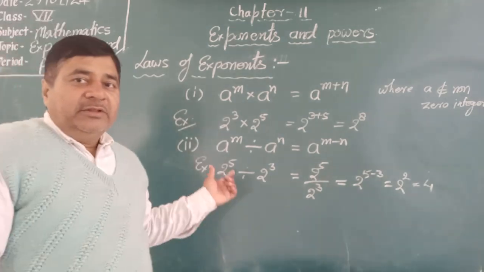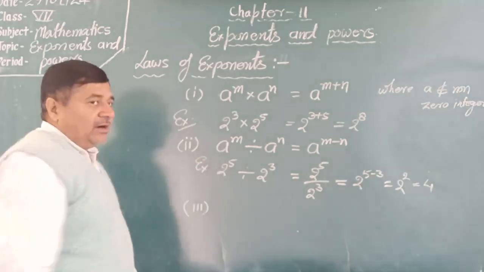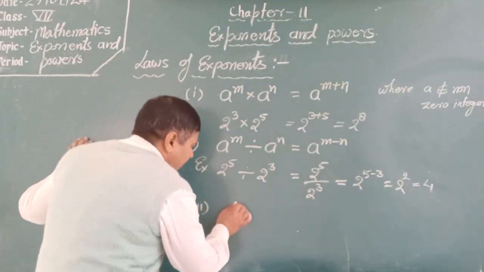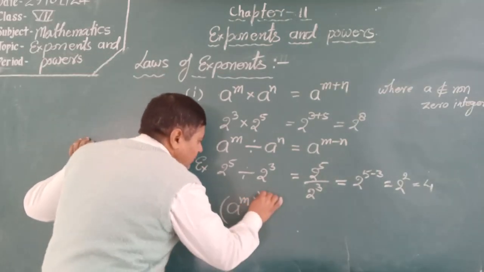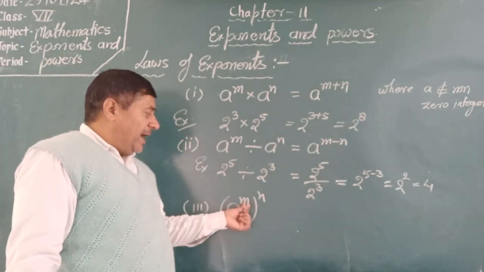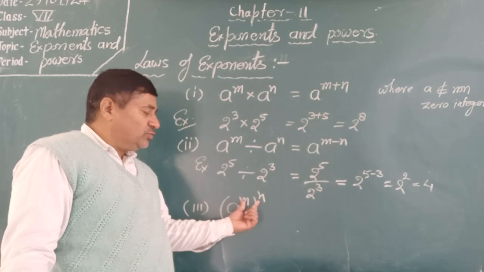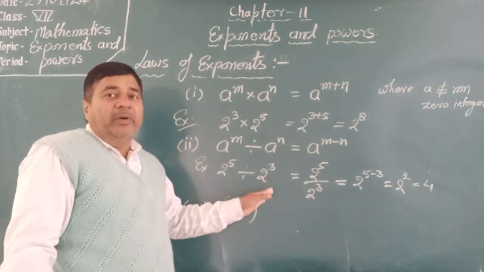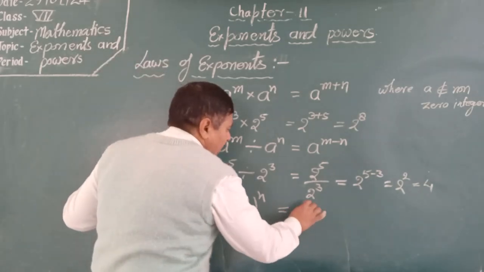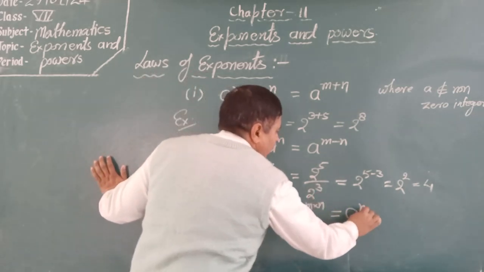Okay, so this is your second law, and this will be the third law, that a to the power m, whole raised to the power n. Here a raised to the power m and raised to the power n also. तो जब ये पावर्स 2 टाइम्स है, मतलब पावर टू द पावर, then you multiply the exponents, then a to the power m into n. So now this is a to the power mn.